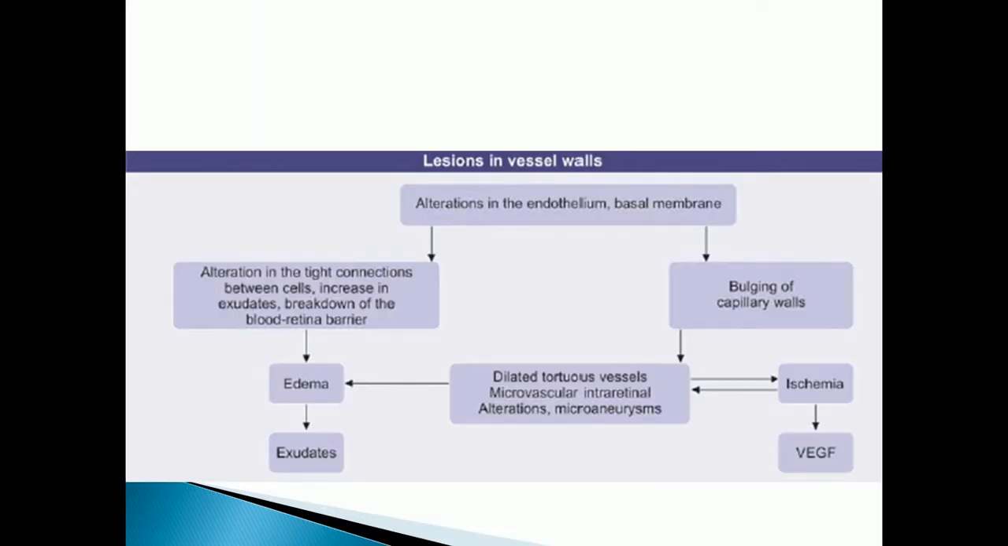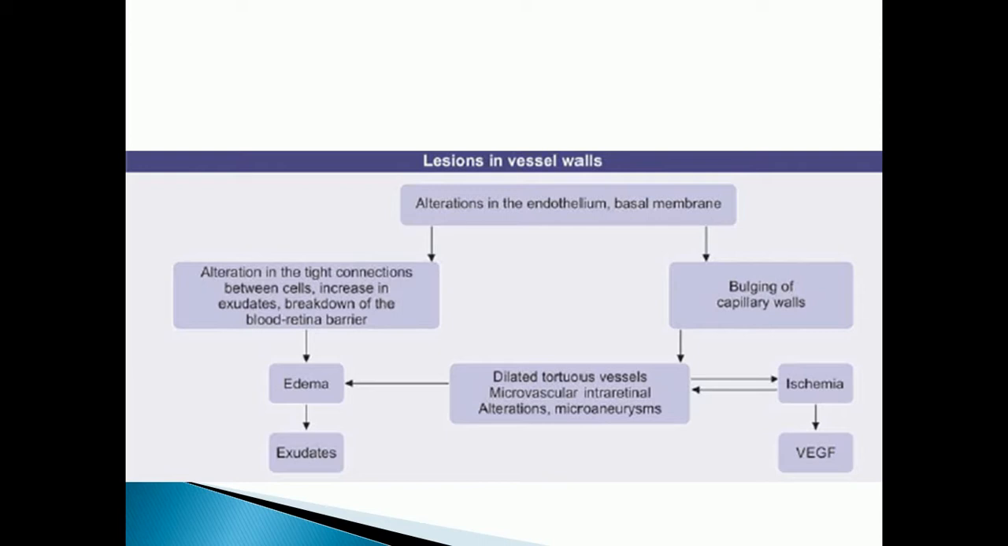The lesions in the vessel wall: there is alteration in the endothelium and the basement membrane because of the metabolic response we had seen. Because of this, there is alteration in the tight junctions between the cells, increase in exudates, and breakdown of the blood-retinal barrier, which is responsible for the edema and exudates.